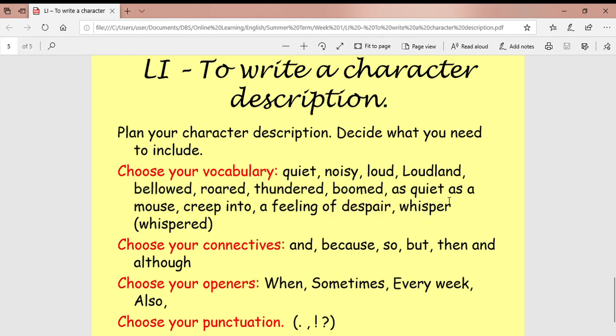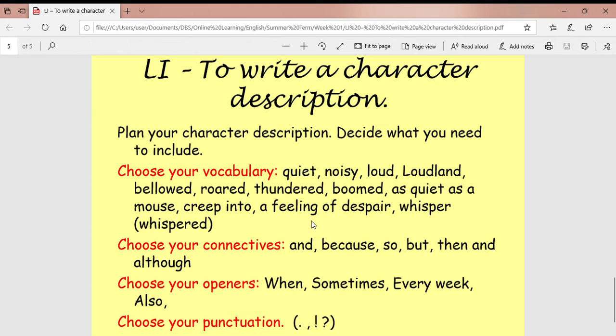As quiet as a mouse. Now there you have a simile, and that simile is used to describe just how quiet Mr. Quiet is. And we think of mice as being very tiny little quiet creatures that don't make much noise. So if we say that Mr. Quiet is as quiet as a mouse, then that means he really doesn't make much noise. He's very, very quiet. Creep into, we use that word in the Little Miss Scary story.